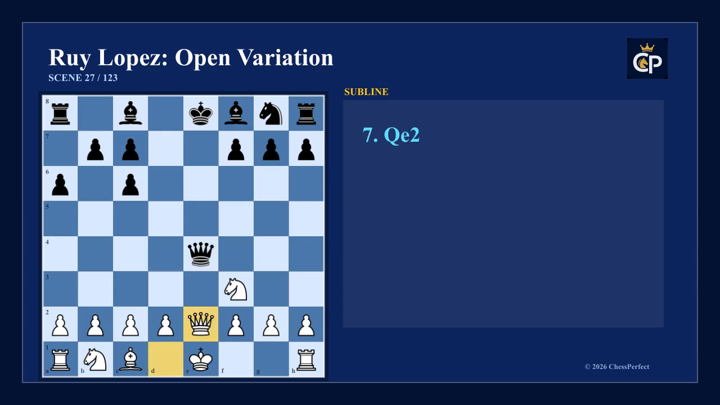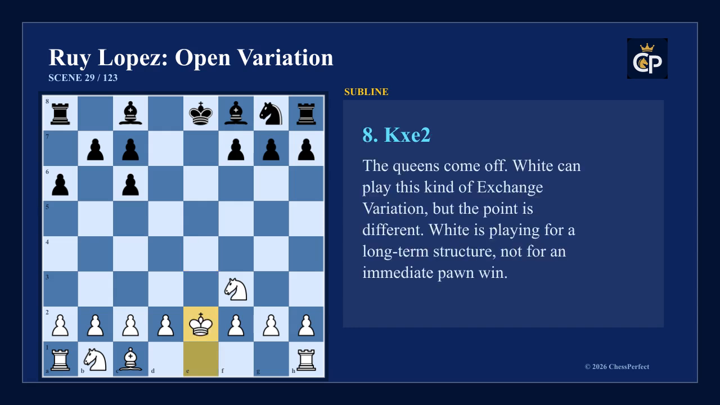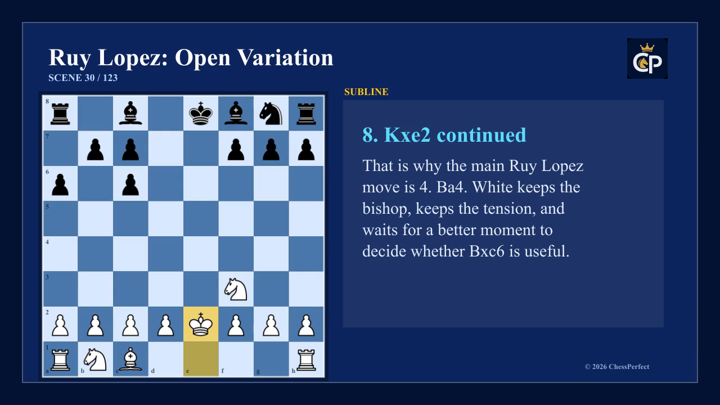Queen e2. Queen takes e2, check. King takes e2. The queens come off. White can play this kind of exchange variation, but the point is different. White is playing for a long-term structure, not for an immediate pawn win. That is why the main Ruy Lopez move is bishop a4. White keeps the bishop, keeps the tension, and waits for a better moment to decide whether bxc6 is useful.